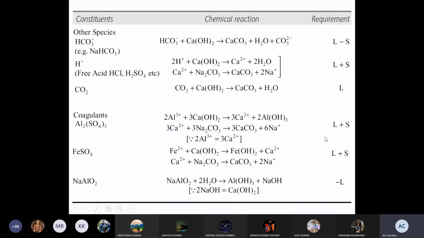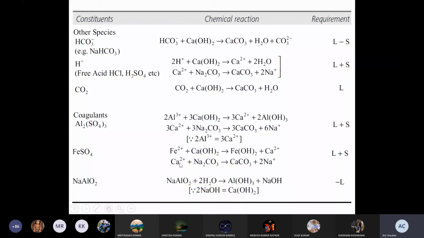Okay, next one, ferrous sulfate. Ferrous sulfate again reacts with the lime and gives ferrous hydroxide precipitate and calcium sulfate. Again, that calcium sulfate will consume one soda and give calcium carbonate and sodium sulfate. So here also the requirement will be L plus S.